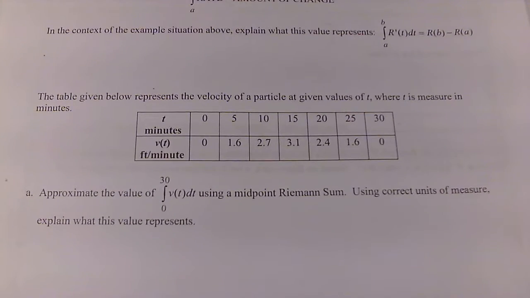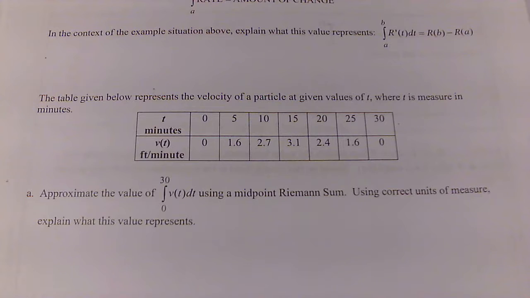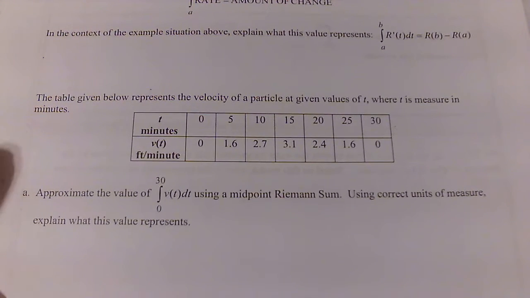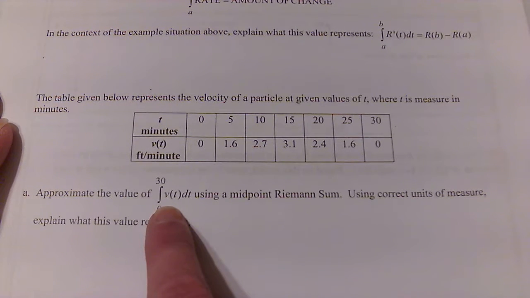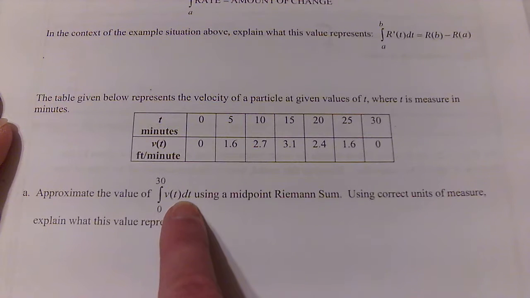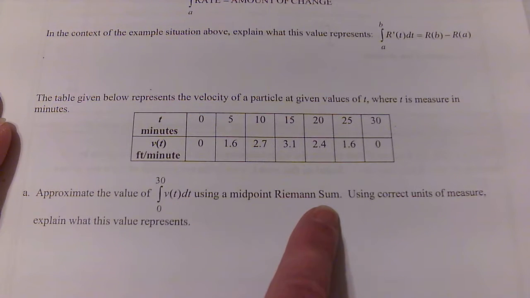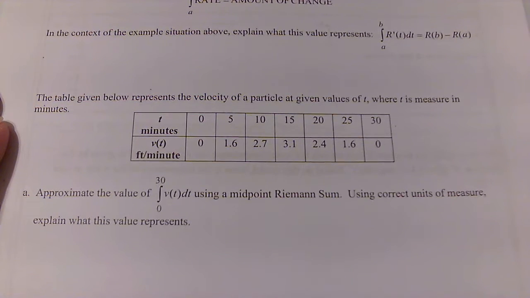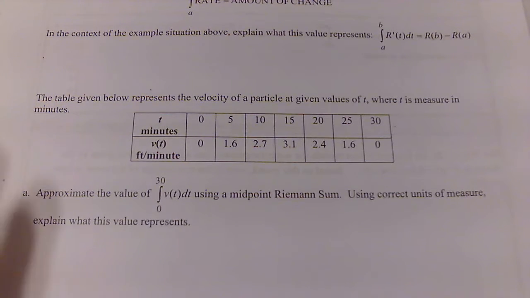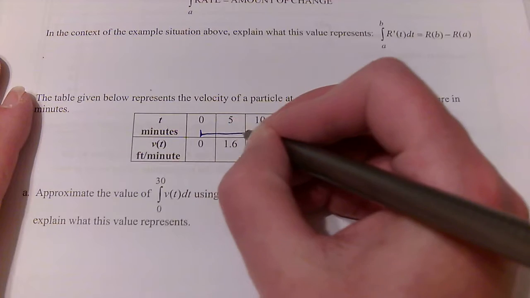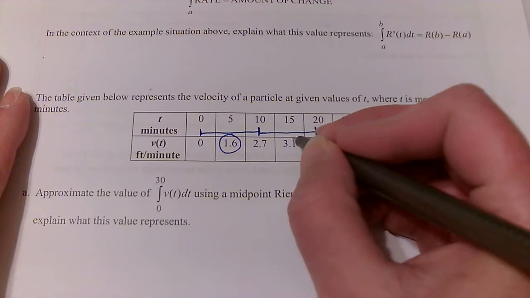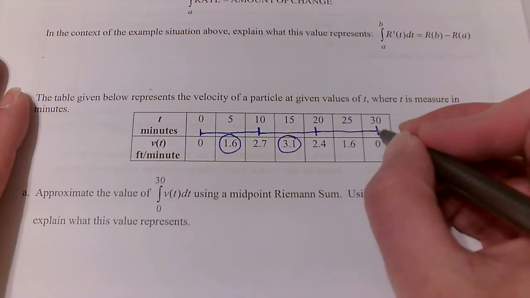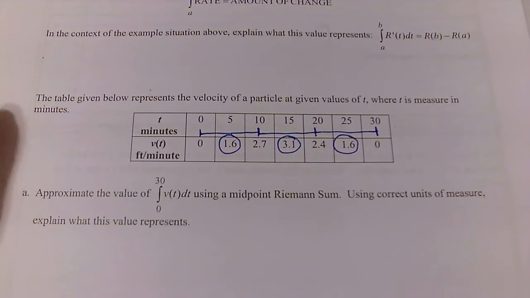So here we have velocity. It says approximate the value of the integral from 0 to 30 of v of t dt using a midpoint Riemann sum. So if we're going from 0 to 30 and we're going to be using a midpoint, then that means we have to have midpoints. So we're going to be going from here to here so that we have a midpoint for our height. Here to here, with this being our midpoint height. And here to here, with this being the midpoint height.